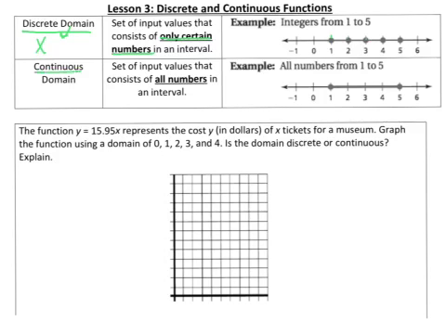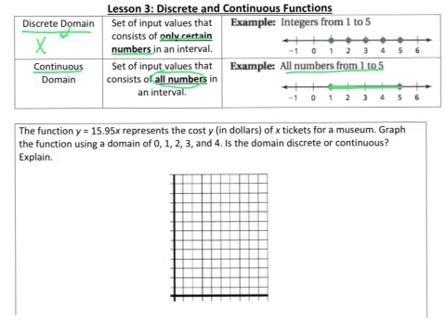Now, continuous domains is just that. It's all of the numbers in the interval. So it's all numbers 1 to 5, which means it's everything in between. So we have the parts of the different numbers. So we can have 3.2, 2.5, 4.9. So we have that straight line that goes all the way through.